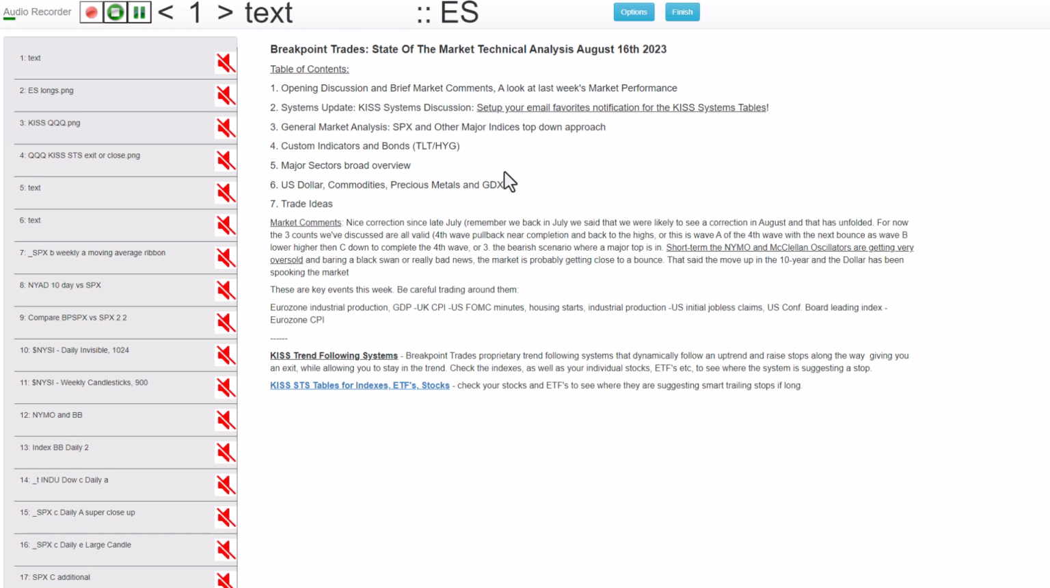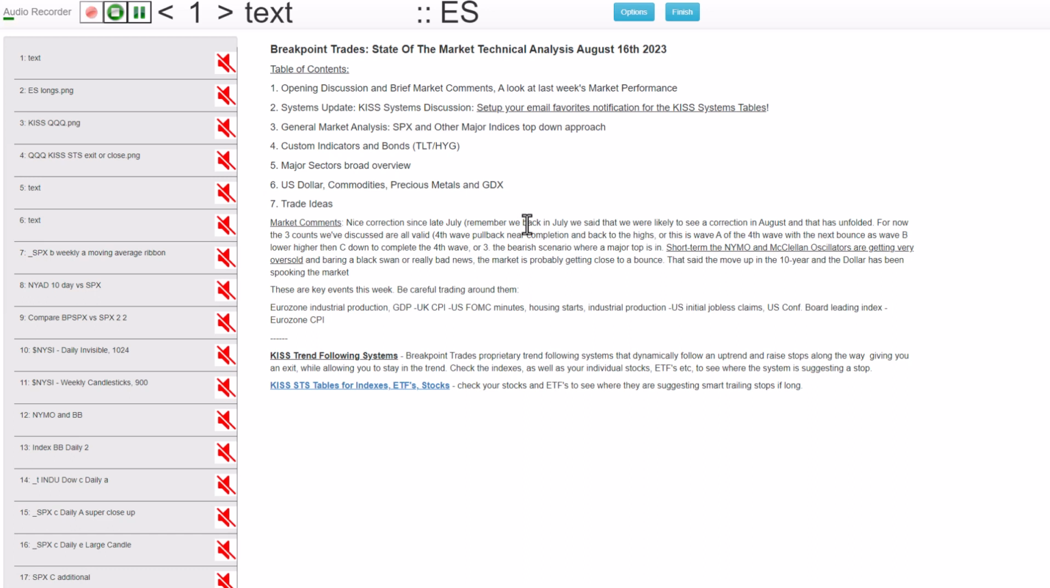And as far as the market, as you know, we've had a nice correction since late July. Remember, back in July, we talked about looking for a correction in August and September, and that's unfolding exactly. It's also playing out with seasonality. So nice correction so far in the market. The S&P is down about 200 points from the highs. So pretty good correction. Nothing's changed as far as the major wave counts.